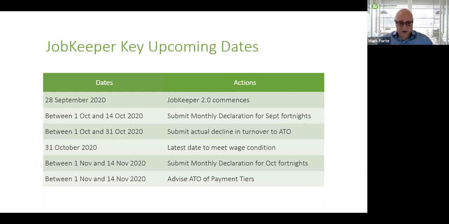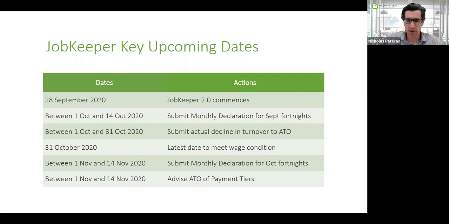And between the 1st of November and the 14th of November, there's 2 things that we need to do. One, we must submit our monthly declaration for the October fortnights. So that way that covers JobKeeper number 2 for October. And as I mentioned a lot earlier on, we must advise the ATO of our payment tiers, whether eligible for the full rate of $1,200 per fortnight, or eligible for the reduced rate, which is $750 per fortnight. And they're the upcoming dates that we need to pay attention to. So I think that's about it for me, Nick. I think that's all I wanted to cover.